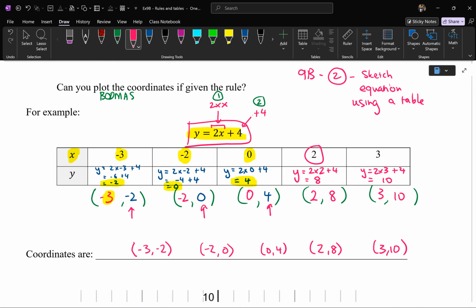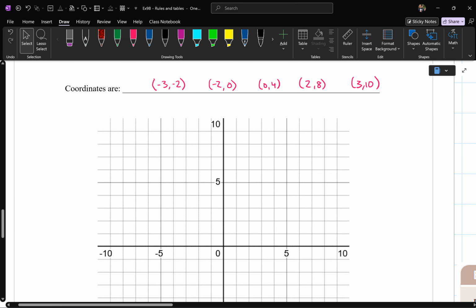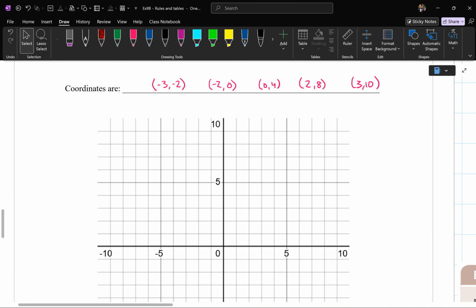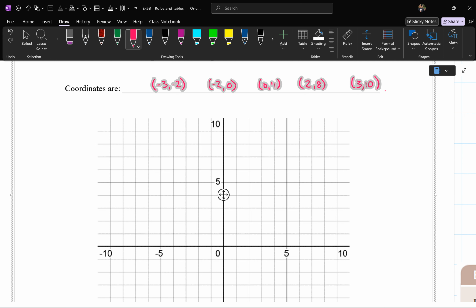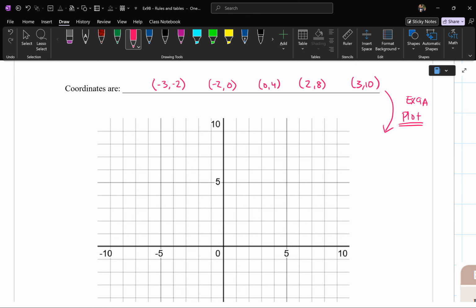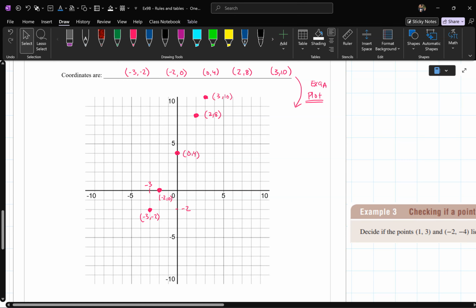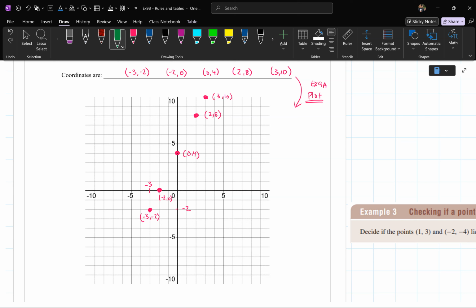How many coordinates do we have here? 5. I want you now to do exercise 9A skill. Plot those 5 coordinates correctly. You get them wrong, you do 9A. Okay, it's about plotting. So skill 9A, from here, plot. Exercise 9A is to plot. If you can plot, you can skip 9A. Here we go. Plot the 5 coordinates. I'm going to pause the video. For all 5 coordinates, and I want you to see what pattern.